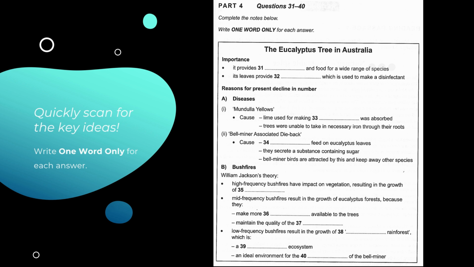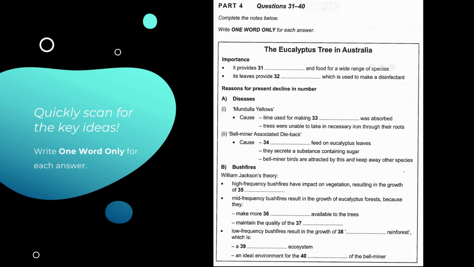Today, I'm going to talk about the eucalyptus tree. This is a very common tree here in Australia, where it's also sometimes called the gum tree. First, I'm going to talk about why it's important. Then I'm going to describe some problems it faces at present. Right, well, the eucalyptus tree is an important tree for lots of reasons.